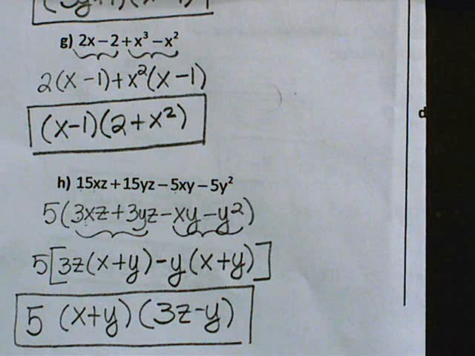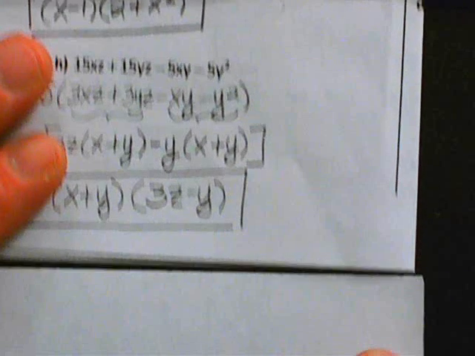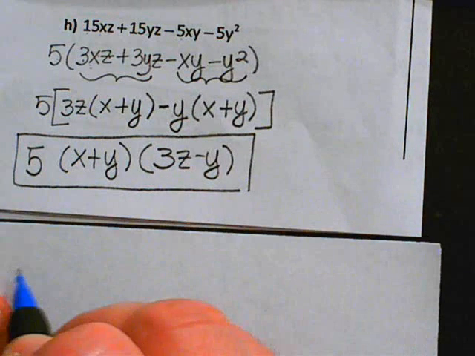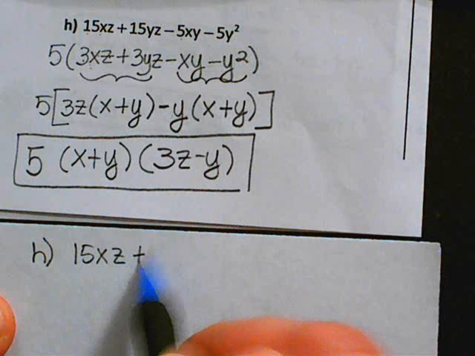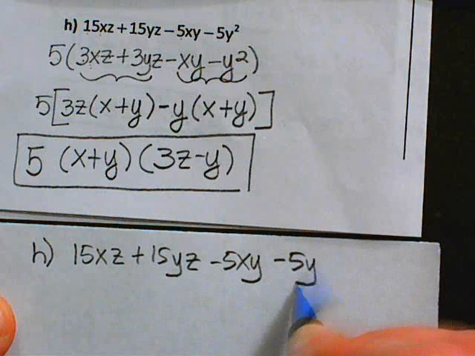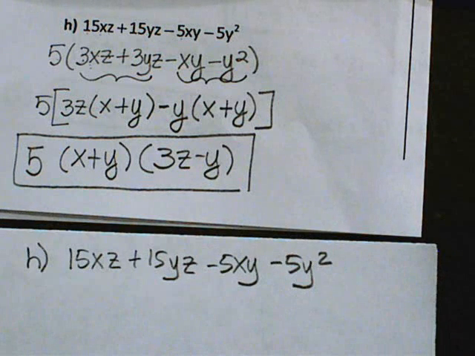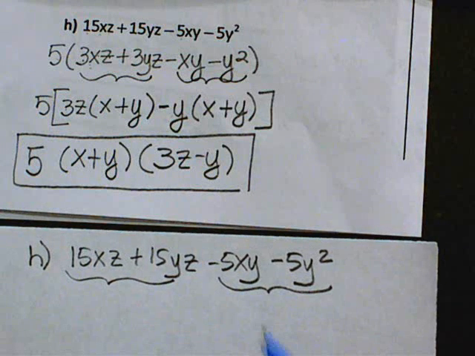Alright. Now, I'd like to show you something that happens often. So, I'm just going to copy real quick problem number 15 right here on the bottom. So let me move it up. So, not problem 15, problem H. So this would be 15xz plus 15yz minus 5xy minus 5y squared. Okay. Remember that first thing I ask is, what can I factor from all four? Well, let's suppose I forgot to ask that question to myself. And let's suppose I just went ahead and I just grouped them. Would I get the same answer?